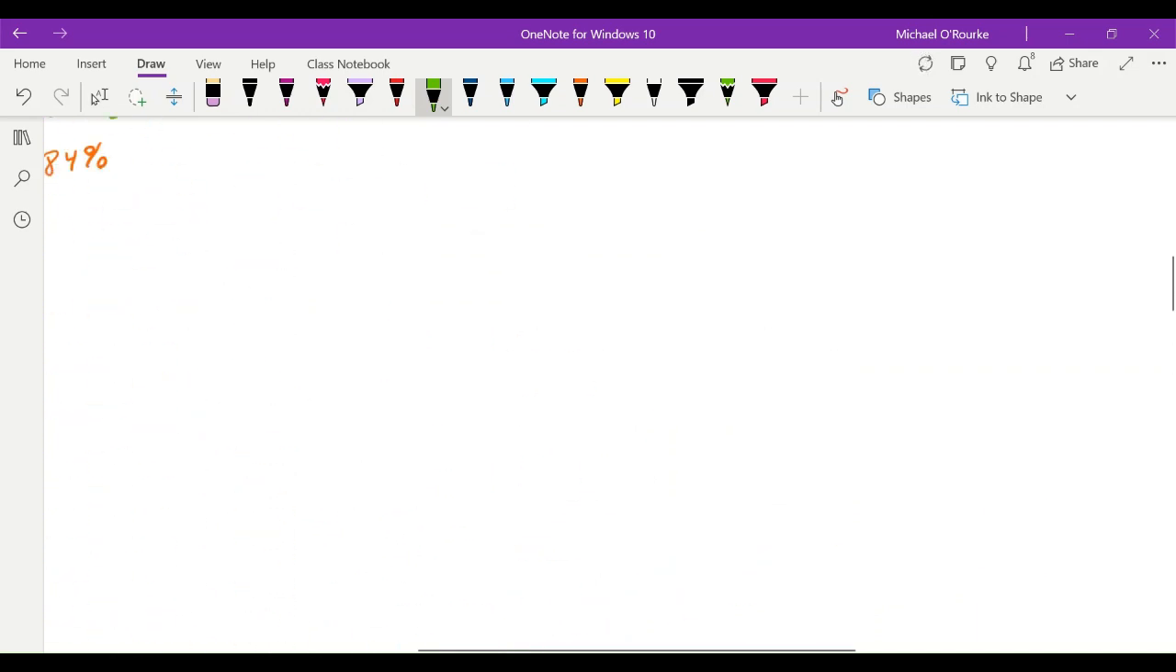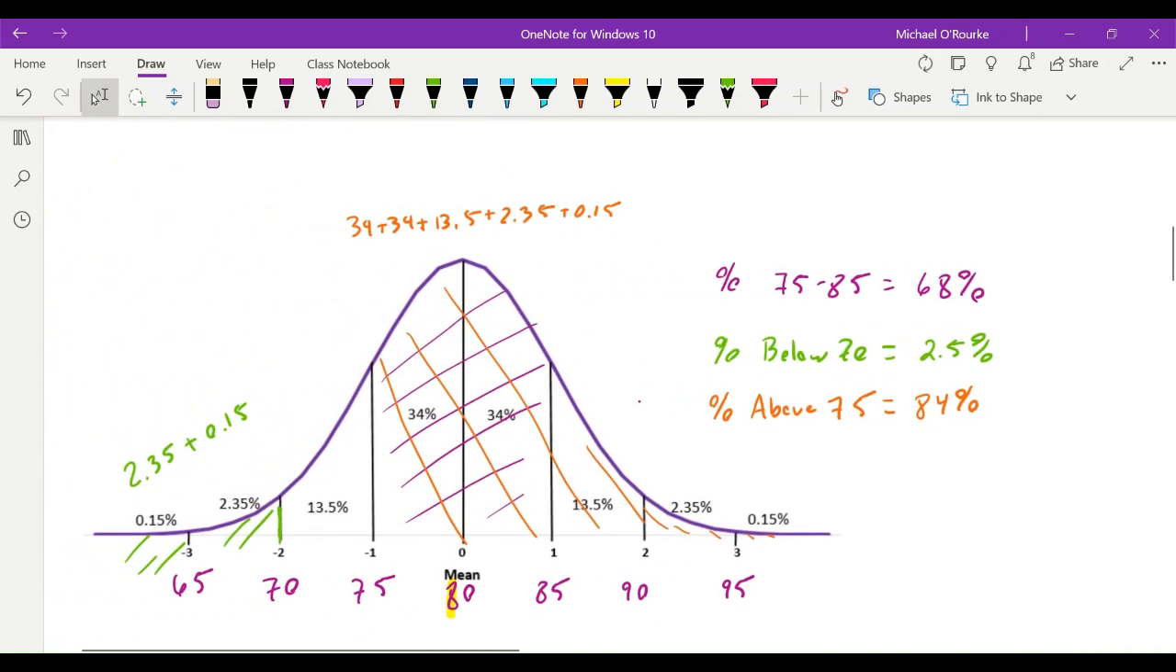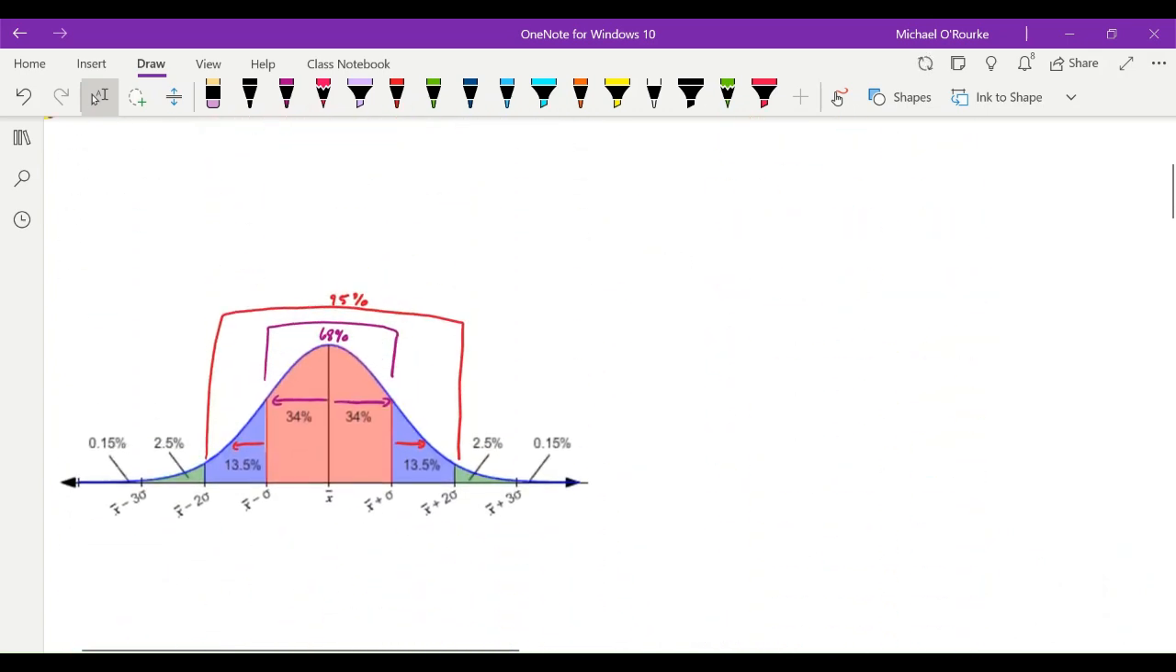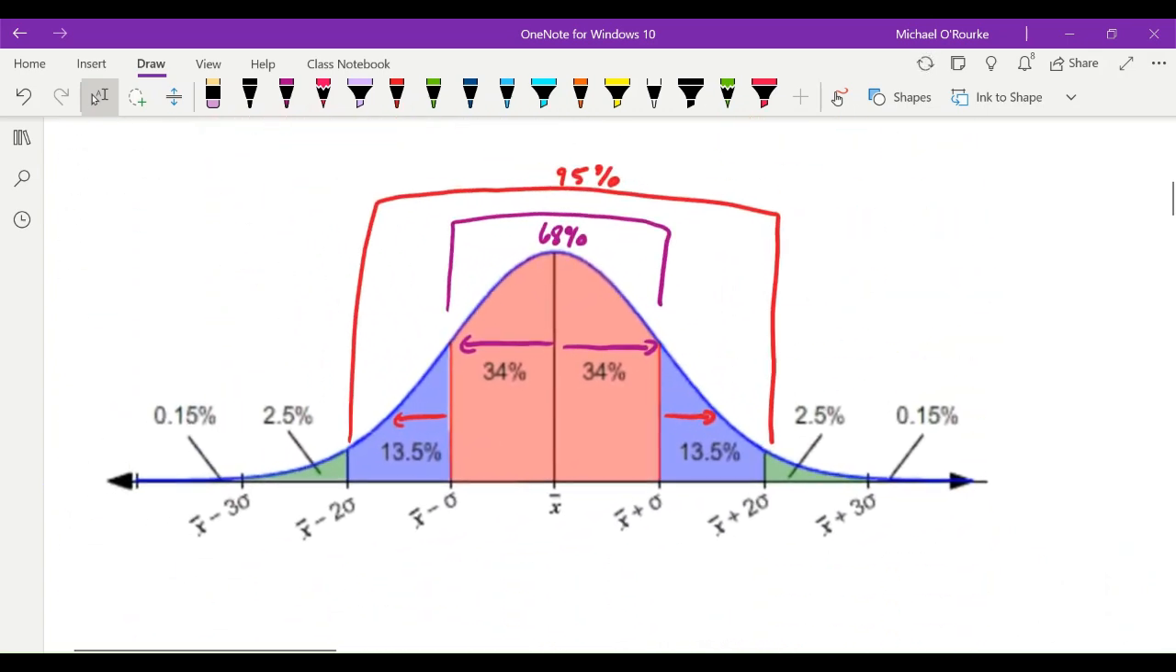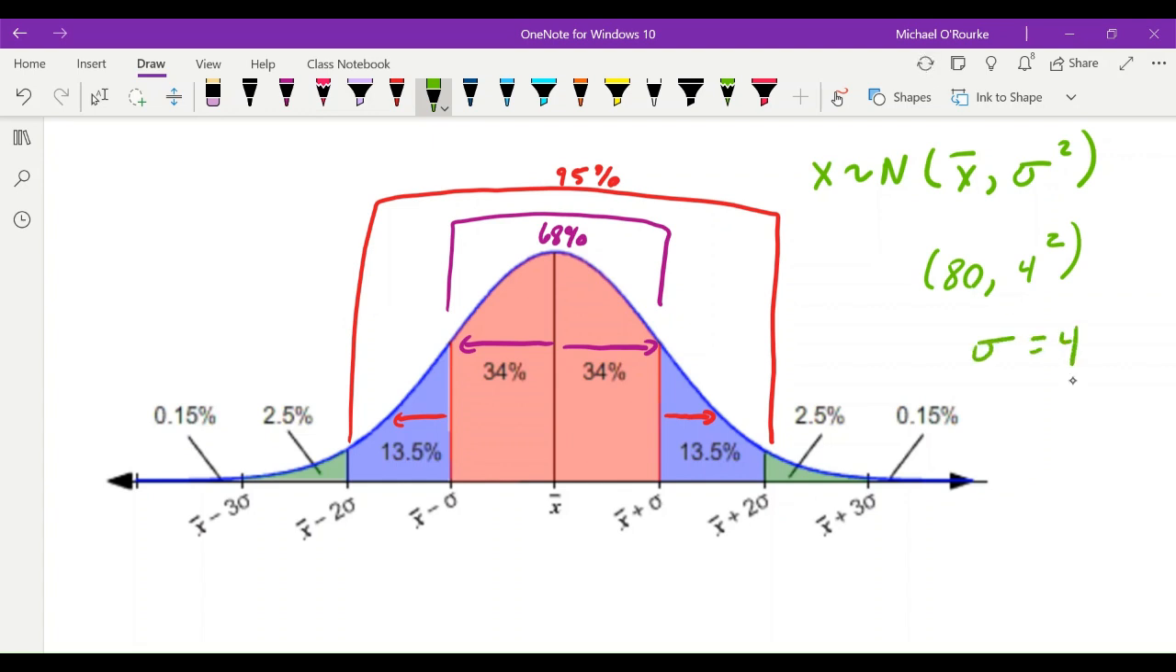And boom. So big takeaway here is, know your notation. Know these percentages, and I don't care if you use 2.5, I'm perfectly fine with that. And know the notation. Remember, the standard deviation is not squared, it's the number that's down there. For example, this would be 80, 4, but 4 is your standard deviation, and your mean would be 80. Okay, so pause here, make sure you have those notes, and we're good to go.